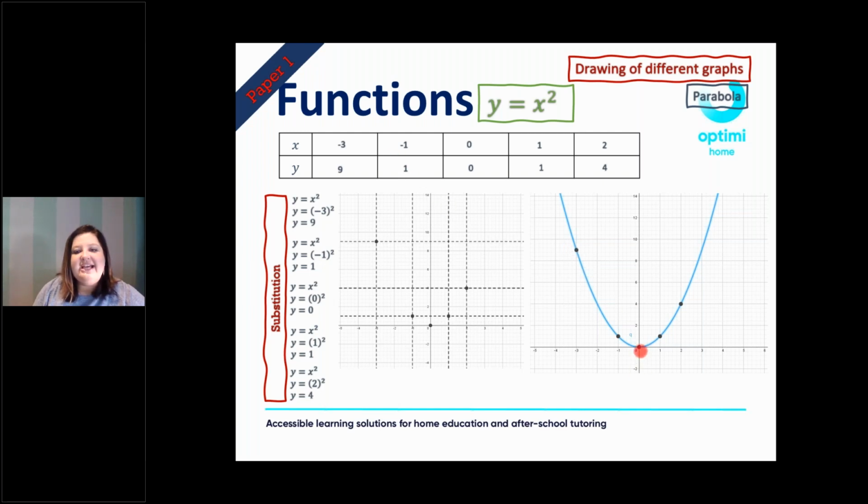Then where x is -1, I'll draw a line, and again at y is equal to 1, where my two lines meet, that is where I will plot my point. Then you take your next set at 0 and 0, and we call this point where both are 0 the origin. Then where x is 1 and y is 1, where they intersect, you will plot your point, and you will go to where x is 2 and y is 4 and plot your point. Now you have your points, and then you will connect all of these points to give you one graph. I hope that it is more clear to you.